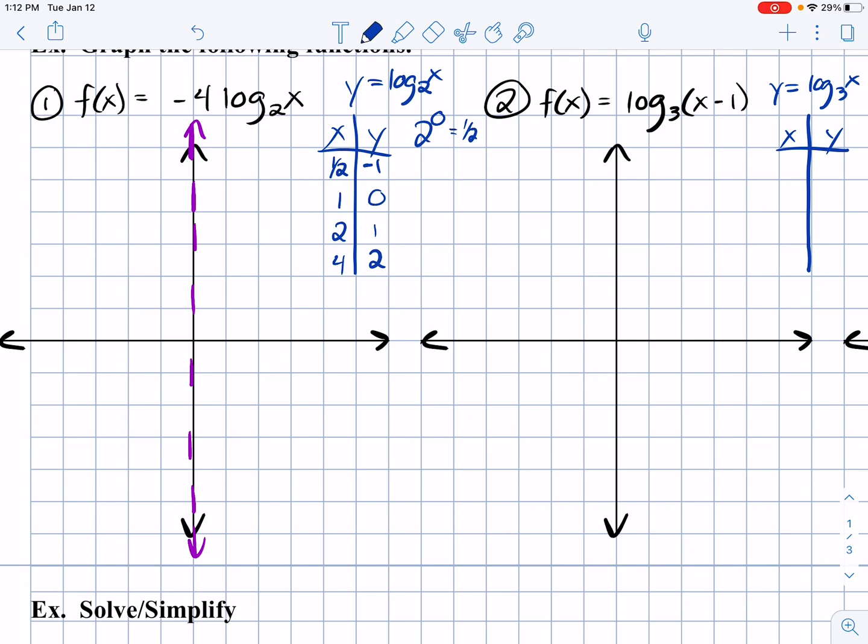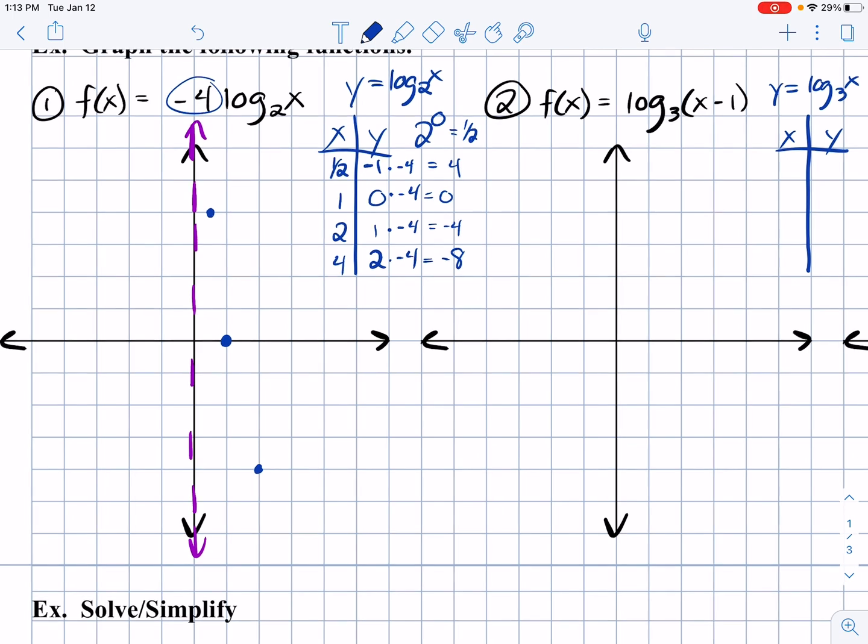We do need to account for one more thing, the -4 in front. Multiply all of the y's by -4. That's going to do 2 things. It's a vertical stretch of 4, and it's going to reflect us over the x-axis. So we have 4. This is still 0, -4, and -8. Graph these points. 1/2 and 4, 1, 0, 2, -4, and 4, -8. All the way down here.